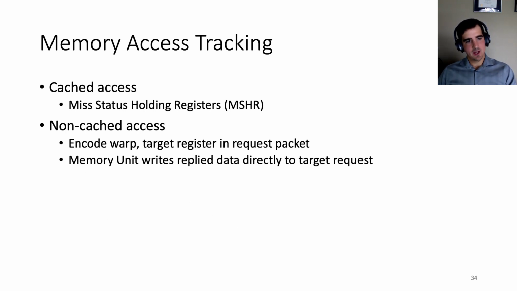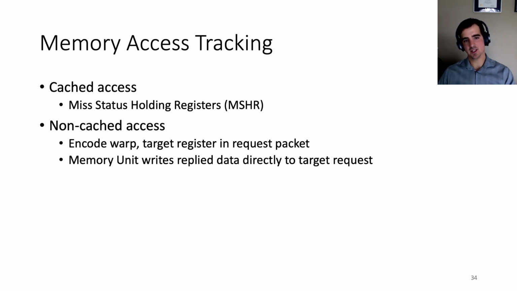When you miss in the cache, we have to track what's going on. If you're caching the accesses, we use miss status holding registers, which we talked about earlier in the class. And it's not just one miss status holding register, it's many. Because in GPU caches, you want to be able to miss a lot to saturate the memory bandwidth of the machine. So there is a huge array of miss status holding registers, which is what's implemented in the simulator.